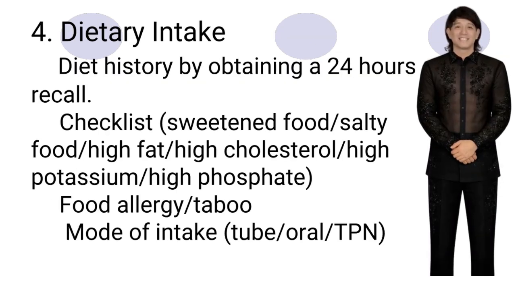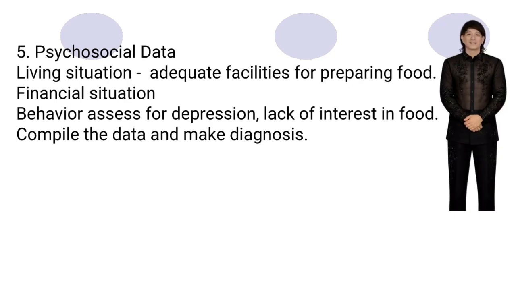Assess dietary intake by obtaining a 24-hour recall. Use a checklist to evaluate consumption of sweetened, salty, high-fat, high cholesterol, high potassium, and high phosphate foods. Identify any food allergies or taboos. Determine the mode of intake, whether tube, oral, or total parenteral nutrition. Evaluate the living situation to ensure adequate facilities for food preparation. Assess the financial situation and behavior for signs of depression or lack of interest in food. Compile this data to make an informed diagnosis.